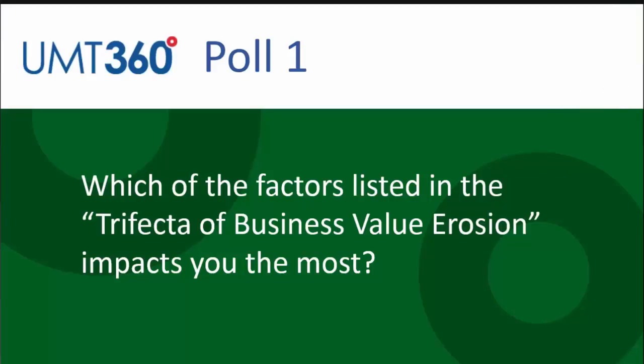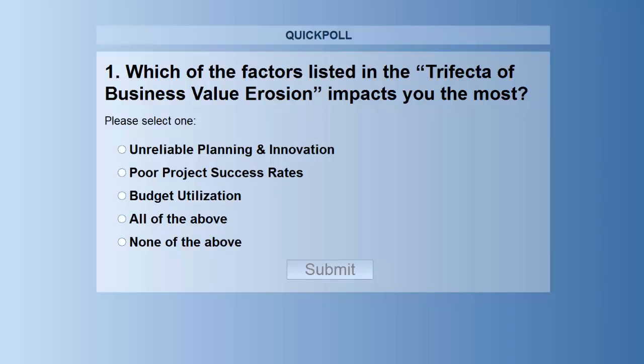So that leads me to our first of 4 polls today. The first question we have here is, which of the factors listed in the trifecta of business value erosion impacts you the most? We'll pause here for 60 seconds or so. The first is unreliable planning and innovation. The second is poor project success rates. Budget utilization, the third. Or is it really a death by 1,000 cuts and it's all of the above, or of course the option of none of the above?